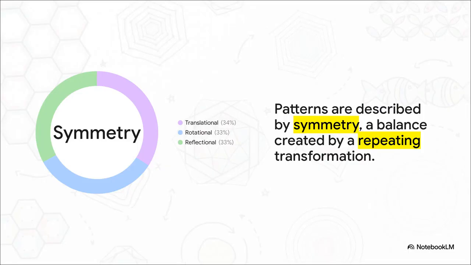The rules that make these patterns work are called symmetries. So a pattern might have translational symmetry, where it just slides and repeats. Or it could have rotational symmetry, where it spins around a point. Or reflectional symmetry, where one half is a perfect mirror image of the other.